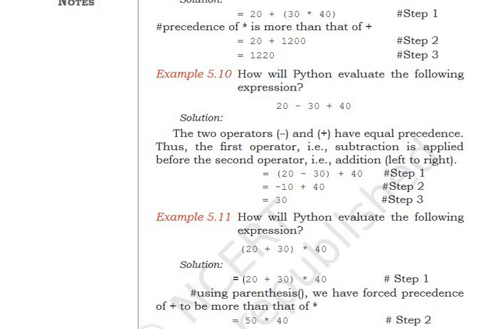So look at another example. We have parenthesis here, 20 plus 30 placed within brackets, multiplied by 40. Even though multiplication is higher precedence than the plus, this is placed within brackets, so we need to evaluate the one which is placed in parenthesis first.